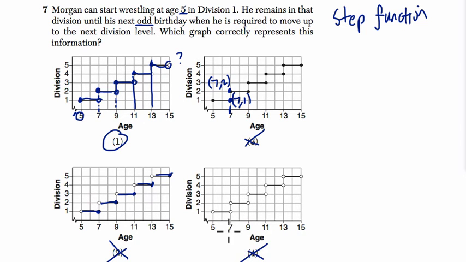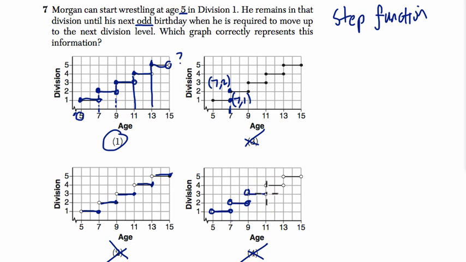Choice 4 is kind of funny, right? It's saying that on your birthdays are the only times you're not allowed to wrestle or be in a division. At 5, you're not allowed anywhere. At 7, you're not allowed to be in any division, and those empty dots are there. In between, though, you're okay. So in this situation right here, you're kind of punished at every birthday.